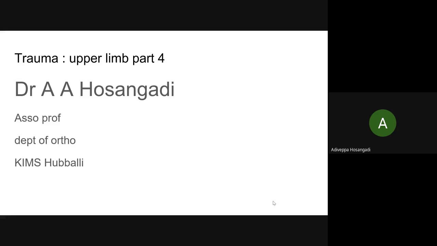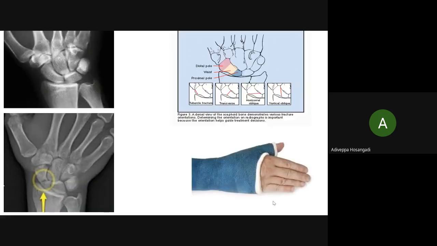Okay. So this is probably the last session of upper limb trauma. We have finished almost all major joints. Now we are focusing on the wrist and hand. So something about scaphoid fracture. Please remember, scaphoid fracture is the most common carpal bone fracture.